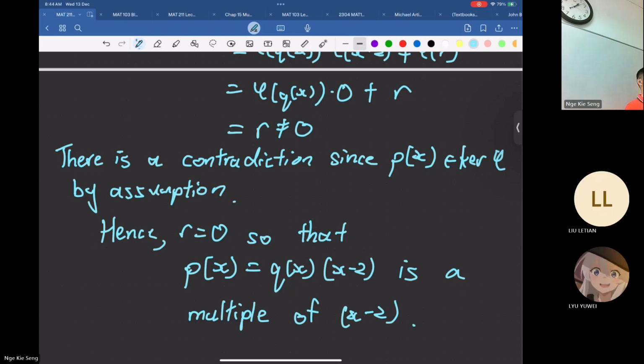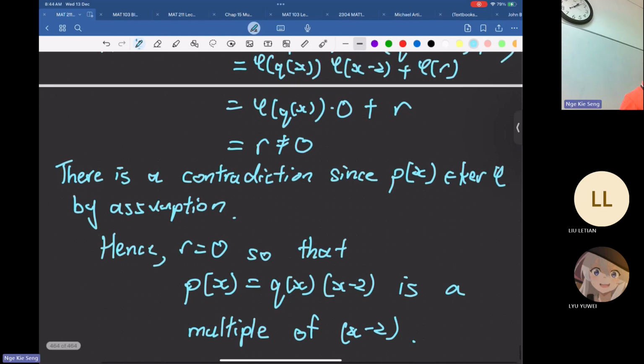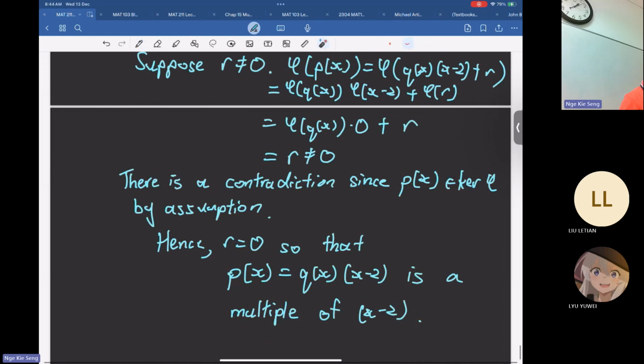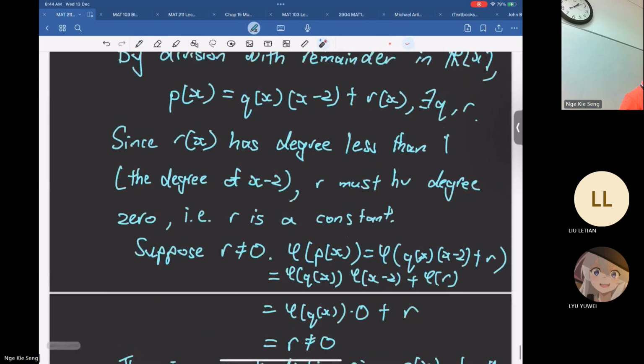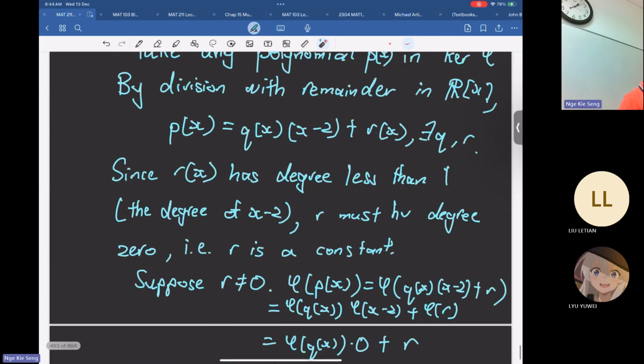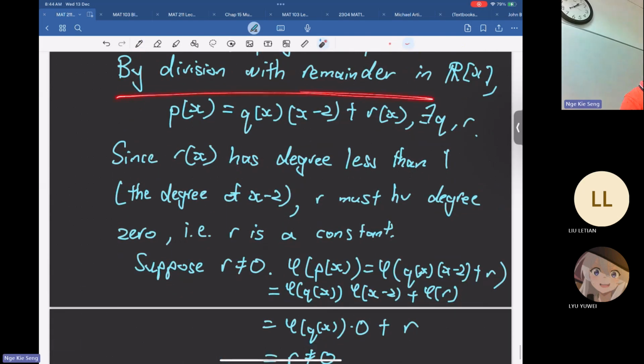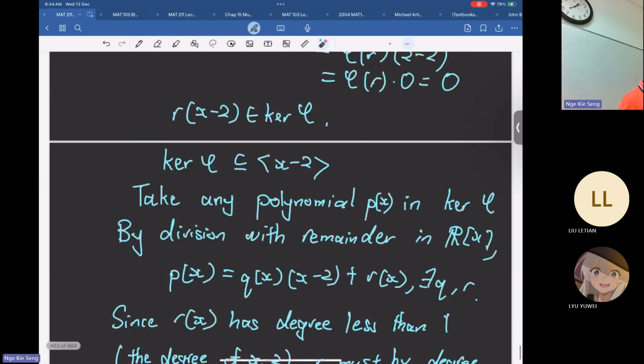Make sense? Repeat where? Above which one? Which part? Oh, suppose now R equals 0. Okay. So, let's go back a little bit more. Let's start with this. What's our goal here? Our goal here is we want to show that the kernel of phi is a subset of the ideal generated by X minus 2. Meaning what? For every element in the kernel of phi, we want to show that it is an element in the ideal.